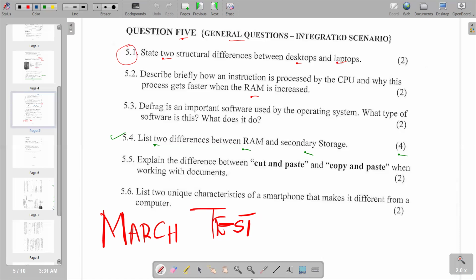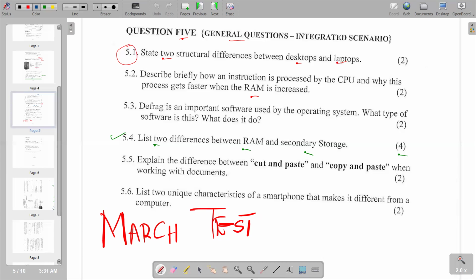Cut and paste means that the item selected is removed from where it appears in the document and pasted in a completely new area. There is no copy of the item made. When you are cutting, you are removing it from where you are taking it, and we only have one occurrence of that item at the end of the process. That's what we have for copy and paste and cut and paste.